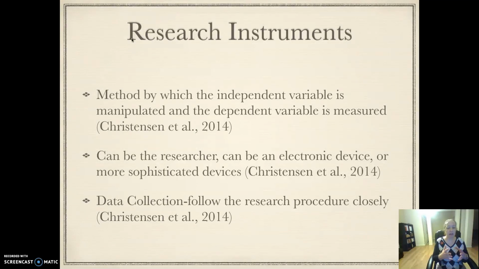The next can be an electronic device, such as something pops up on a screen, or somebody has a pulse ox on their finger that measures their heart rate. It can be even more sophisticated devices, such as measuring brain waves with an EEG or an MRI or a PET scan.